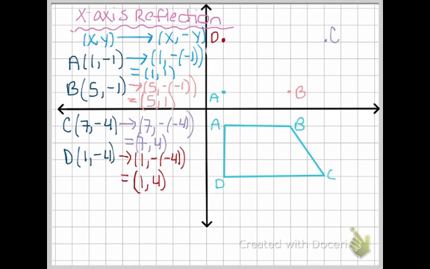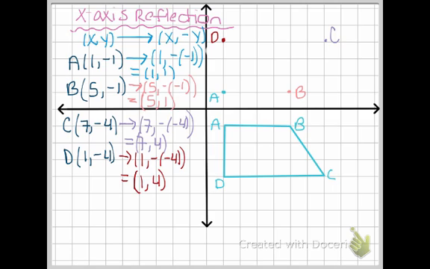Alright, so hopefully you got this down, but our x-axis reflection, remember, is going to be that (x, y) is transformed into (x, negative y). So all I'm going to do is take the y coordinate of all of these coordinate points and multiply them by negative 1. So A starts off at (1, negative 1), so I multiply my y, which is negative 1, by negative 1, and I'm left with my new A at the point (1, 1).